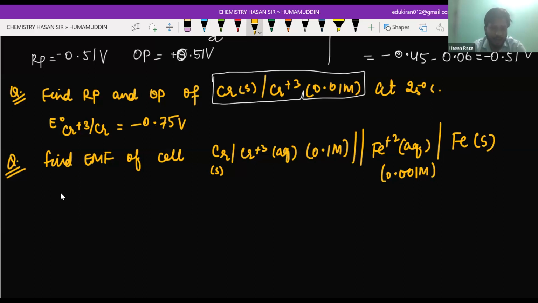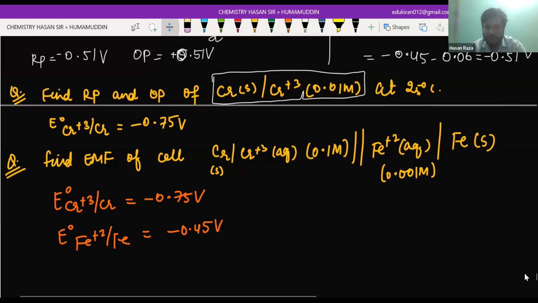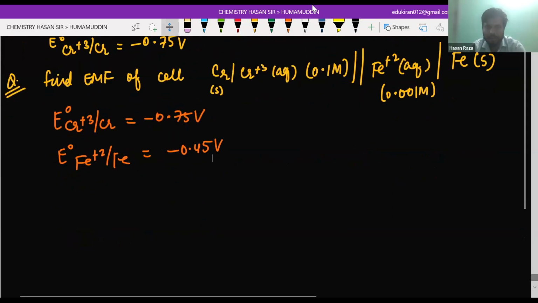Also, it is given that E naught Cr plus 3 slash Cr is equal to minus 0.75 volt, and E naught Fe plus 2 slash Fe is equal to minus 0.45. So I think you can do this if you think about it. Please do it.